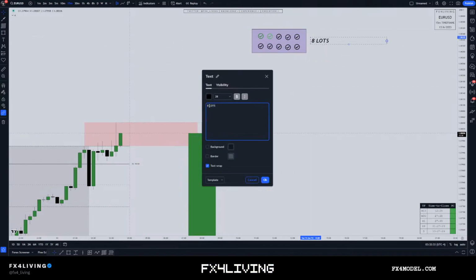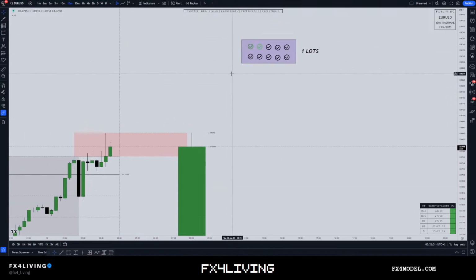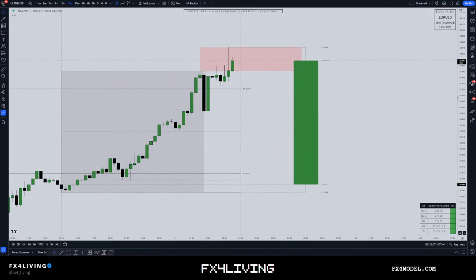And eventually I have 1 lot remaining. So my 1 lot remaining is 90% closed. That's what I mean: I closed 90% of my position. So this should be green, whatever. I'm gonna delete that. So I have 1 lot remaining, for example. That's how I trade. That's how I manage my risk. That's how I manage my trade.